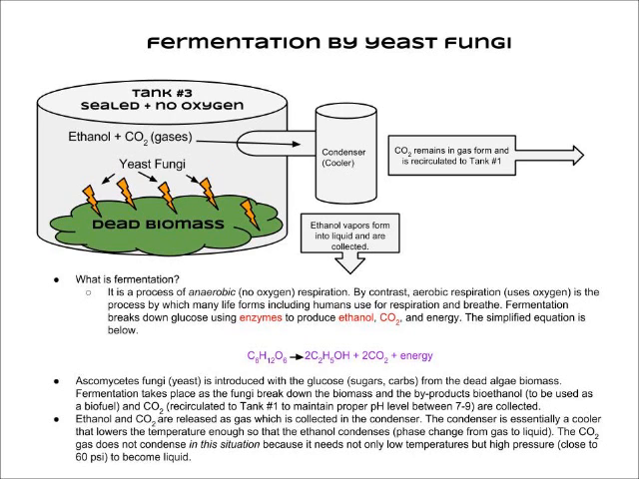So, Ascomycete fungi yeast is introduced with the glucose, or the sugars and carbs from the dead algae biomass. Fermentation takes place as the fungi break down the biomass with enzymes, and the byproducts are the bioethanol, to be used as a biofuel, and carbon dioxide, which is recirculated to tank number 1, as we mentioned earlier, to maintain proper pH levels.